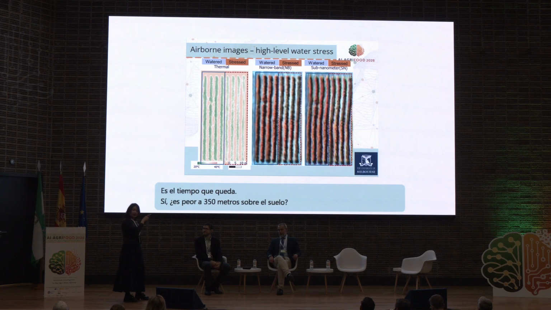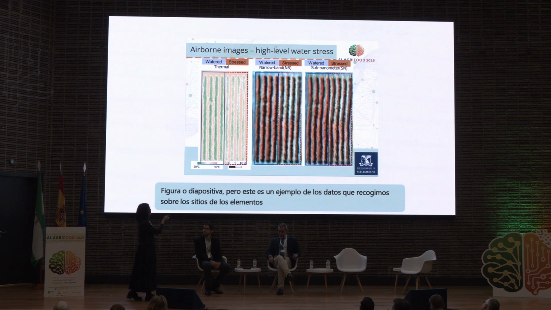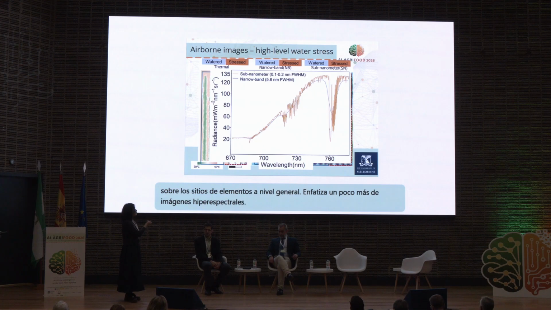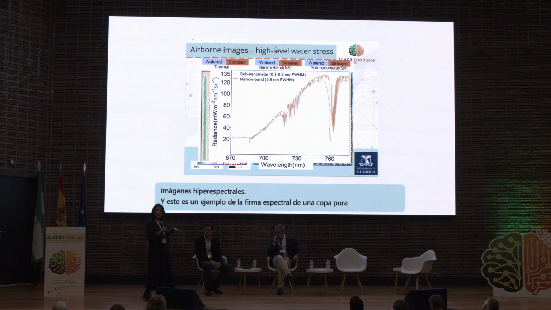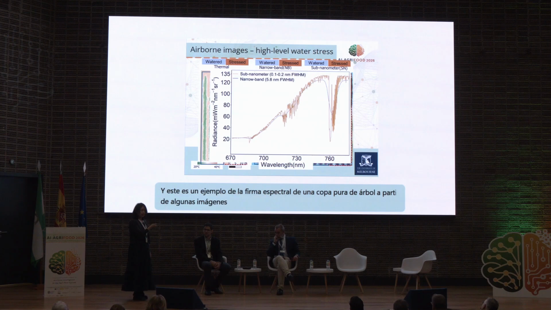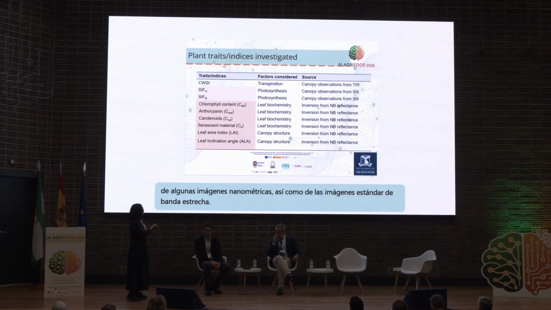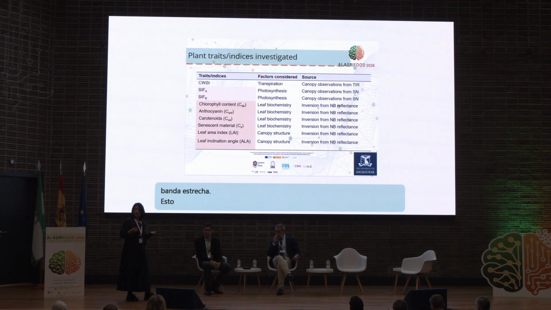I cannot escape this figure or slide, but this is an example of the data that we collected over the almond site at the high-level stress, thermal and hyperspectral imagery. And this is an example of the spectral signature of a pure tree crown from the sub-nanometer imagery as well as the standard narrowband imagery. This is a trait that we use to understand the water stress at different stress levels. Please have a quick look because I'm short of time.